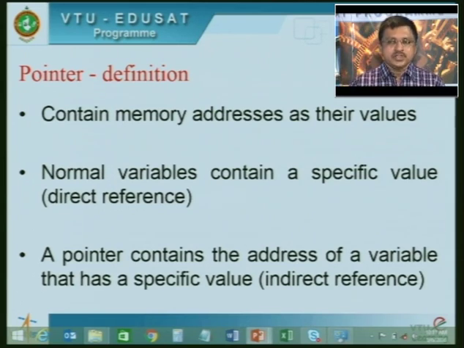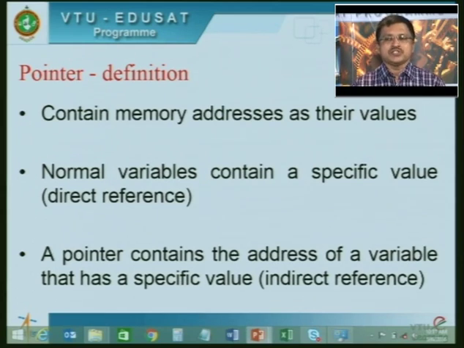The normal variables that you know of, in the previous example a happens to be the normal variable, contains a specific value. And you know how to access it. If I simply write a, basically what I get is the contents of a. That we call direct reference. You access it as a, and the rest of the job is done by the compiler to see that wherever you refer to a, you get the contents of a. Whereas a pointer contains the address of a variable that has a specific value in it.